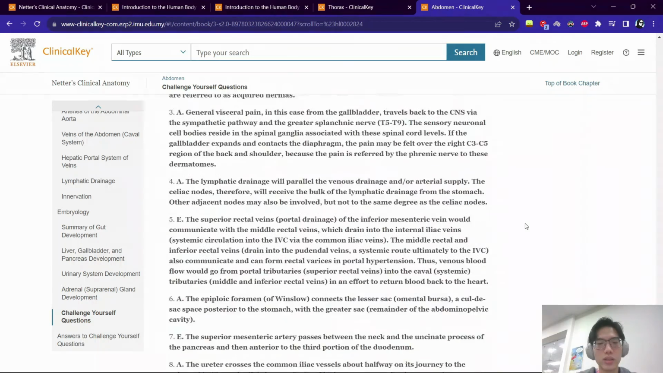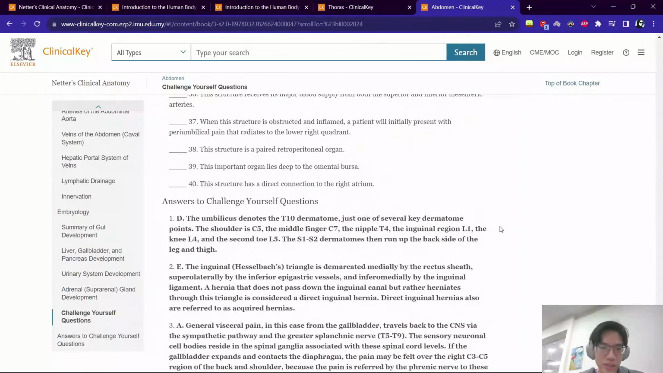So by attempting these questions, you can gauge your understanding of the chapter, and you would know then which chapters you need more practice to revise on. And as you can see, the answers are clearly provided, with explanation. So it's not just the answer. Example 1 is D. It tells you why the answer is D, so you can understand and retain information and knowledge better.